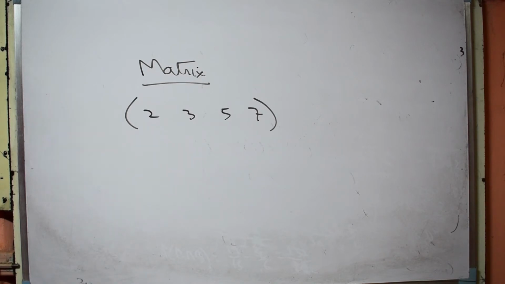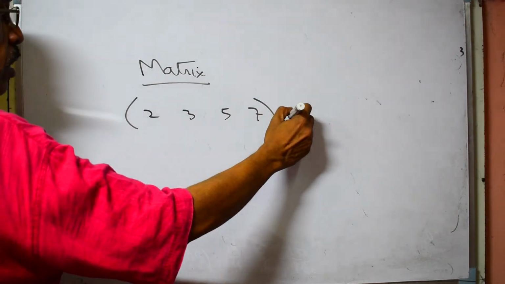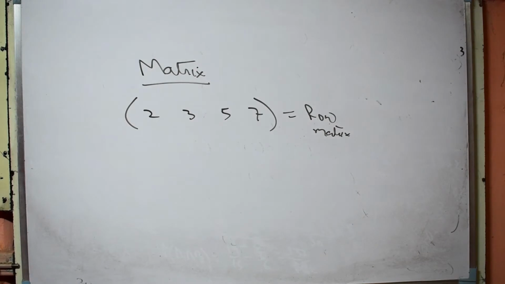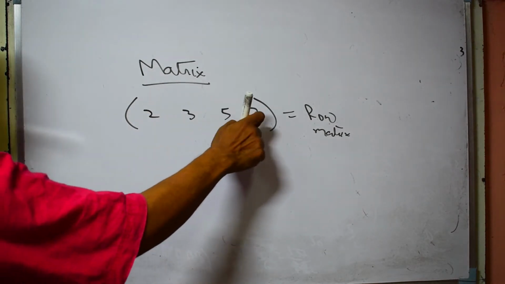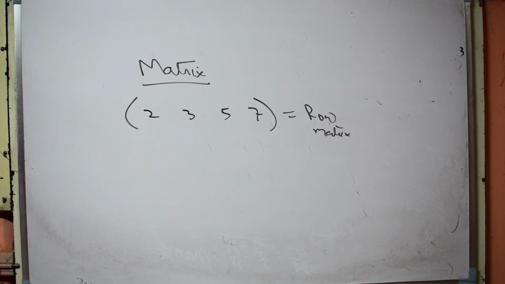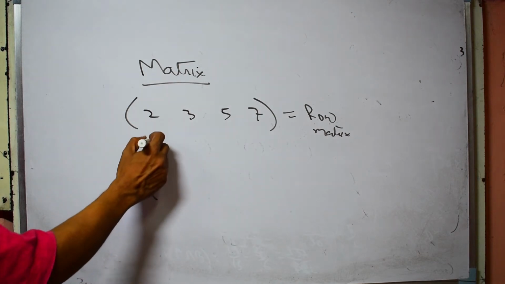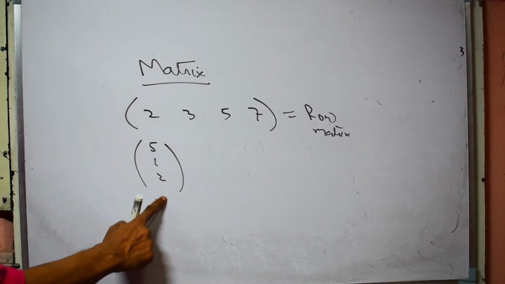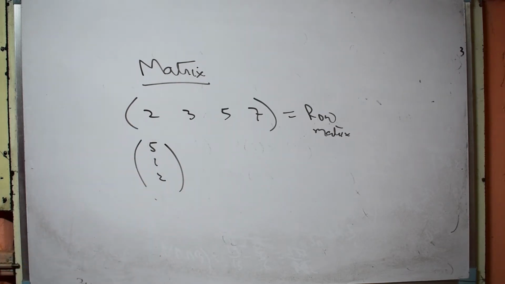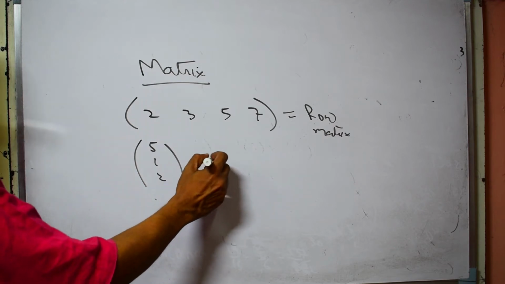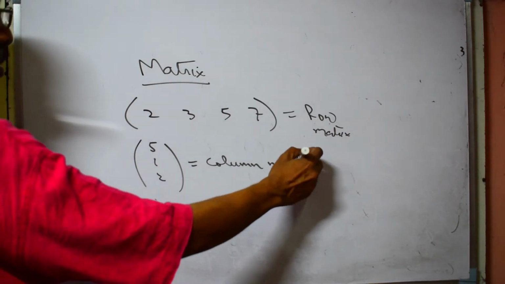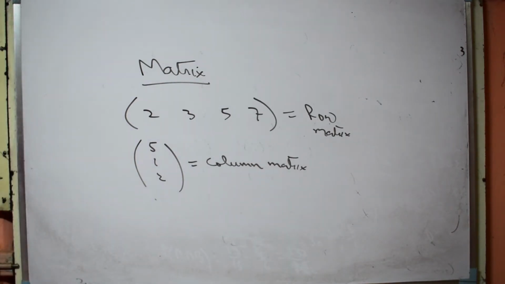We also call this a row matrix, because this is only one row with 4 columns, 1, 2, 3, 4, the vertical lines. And now if I write this like this, 5, 1, 2, then we are having one column but 3 rows. That means it is a column matrix. So a matrix may be a column matrix or a row matrix. Now it is a column matrix because only one column but 3 rows.